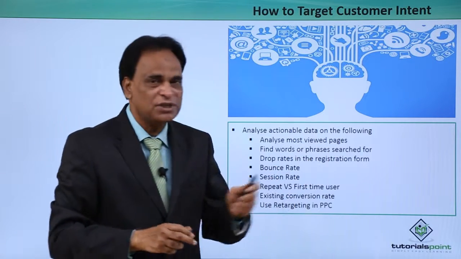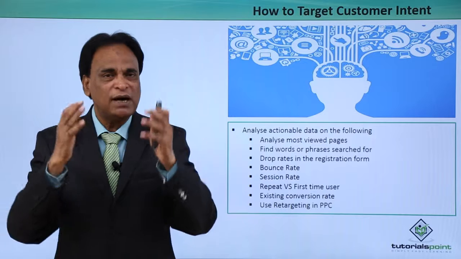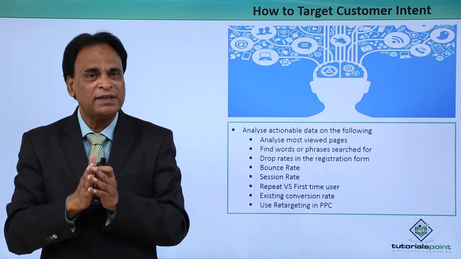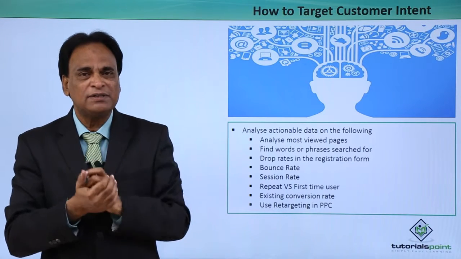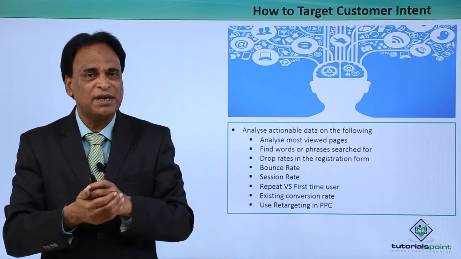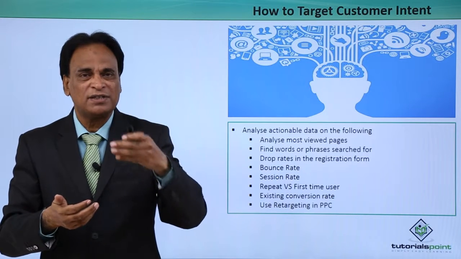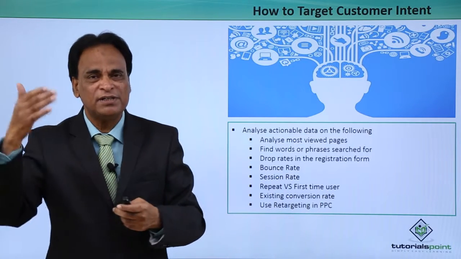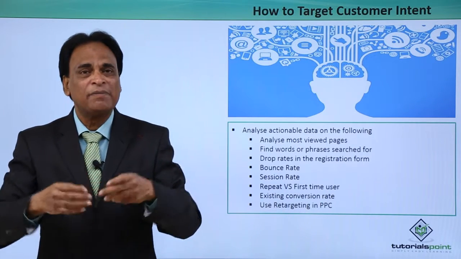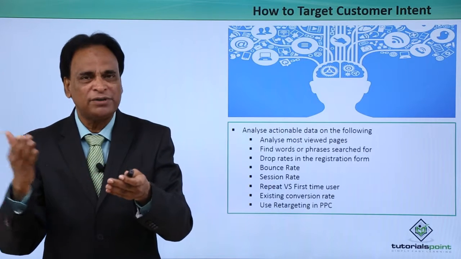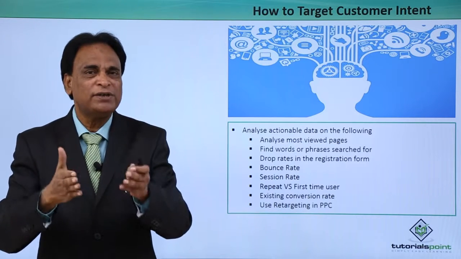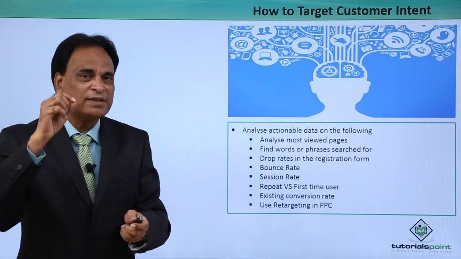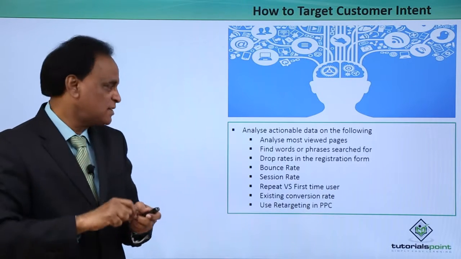Drop rates in the registration form. Say for example, you have a registration form on your website, and you are offering some registration on your particular website. You have the first name, the last name, the gender, the email ID, you may be asking for the login details, you may be asking for some more details. If I fill up half of the form and drop out, you can find out why this is happening, and this could be one of the ways to find the customer intent.